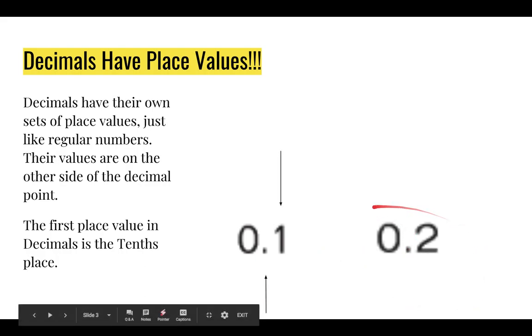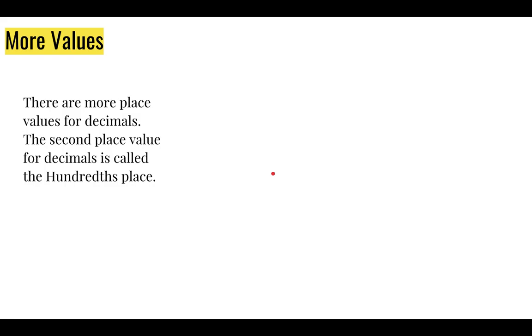We also have a number like this, like 0.2. So again, you have your decimal point. Right to the right is the tenths place, and this is 2/10. So there's more values besides that. Next to the tenths place, the second value is hundredths.